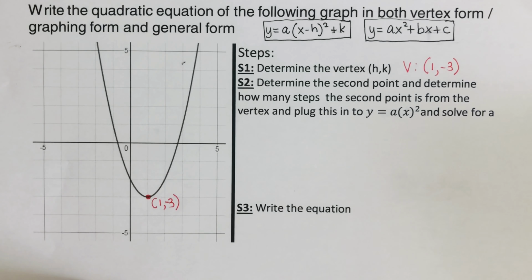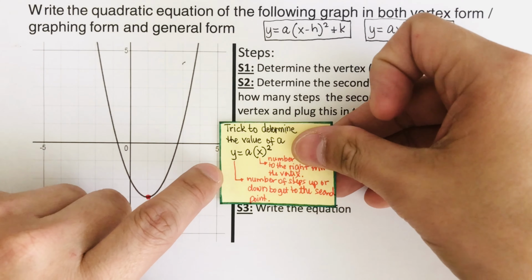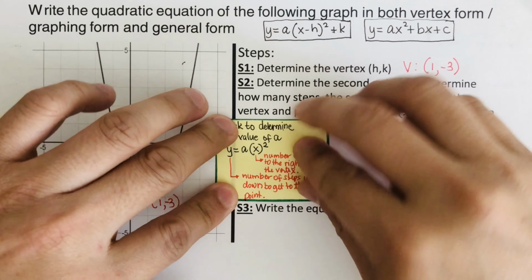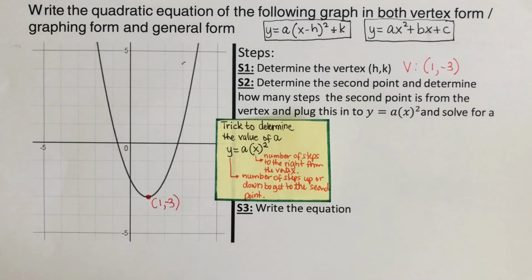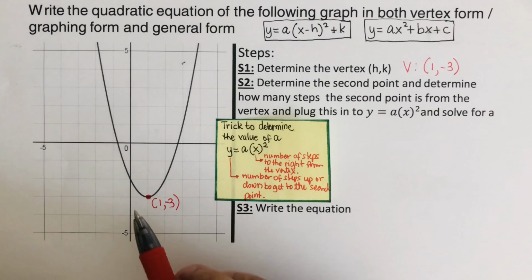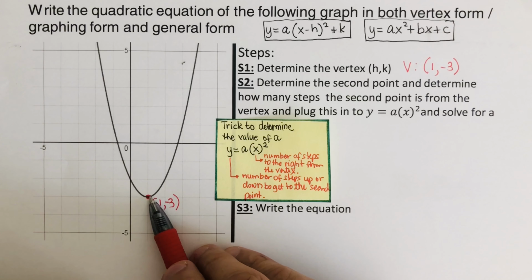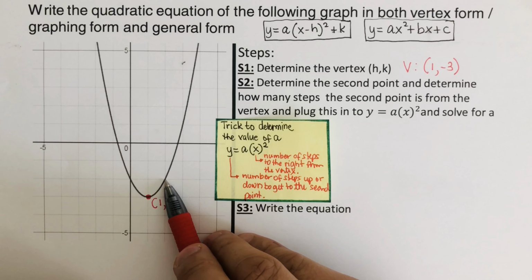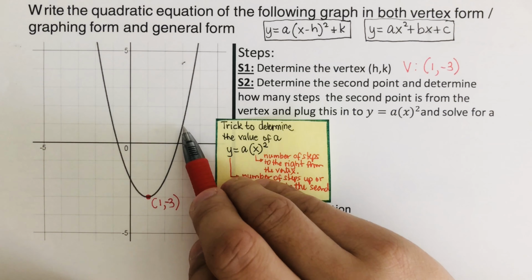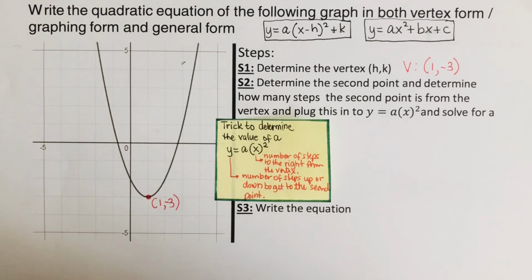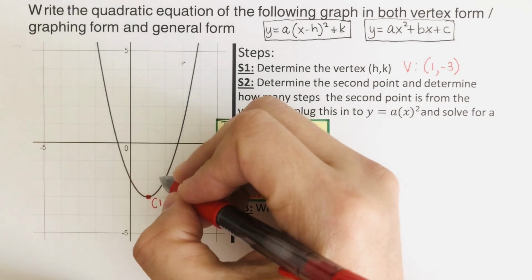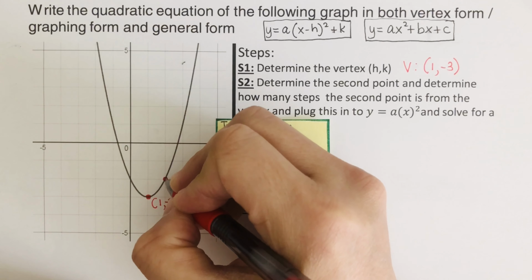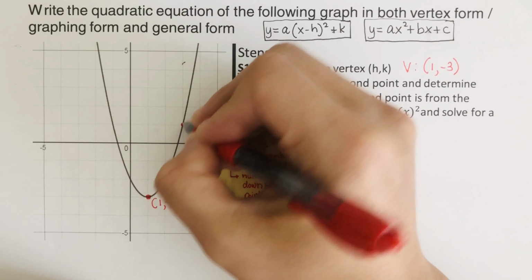Then we have the trick again. I will put that up here so we can use it. Then we are going to determine the second dot, so trace it on the graph. This second dot works, and this would also work. It doesn't matter which of those dots you use. If you want to use this dot right here, that should be fine too.